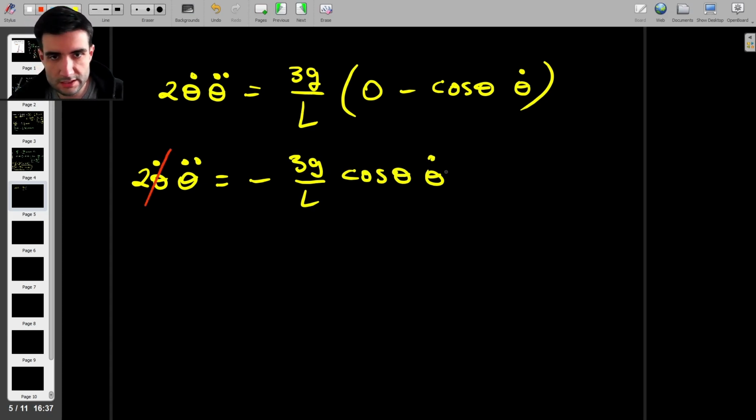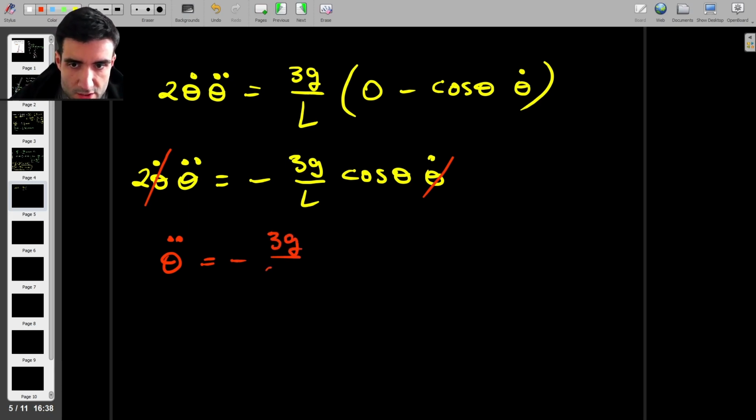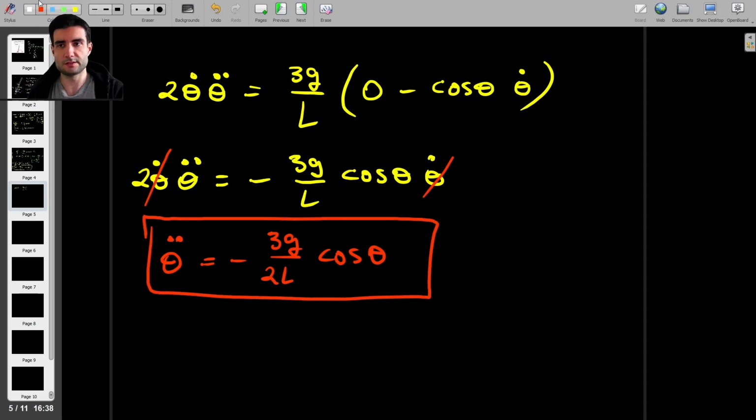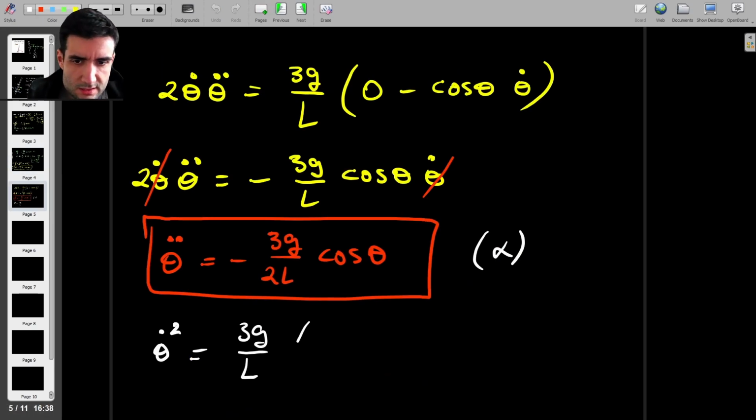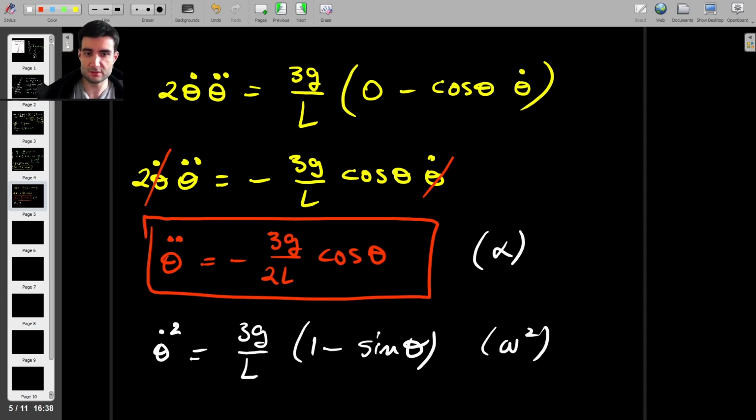Theta dot cancels out, which is nice, because we just wanted theta double dot, the acceleration, just in terms of the angle. So this is minus 3g over 2L cosine of theta. Okay, that's it. So that's the angular acceleration, and this is the one we sometimes call alpha. And theta dot squared, just as a reminder, was 3g over L, 1 minus sine theta, right? And this is the same as, you're going to see me write this as omega squared.